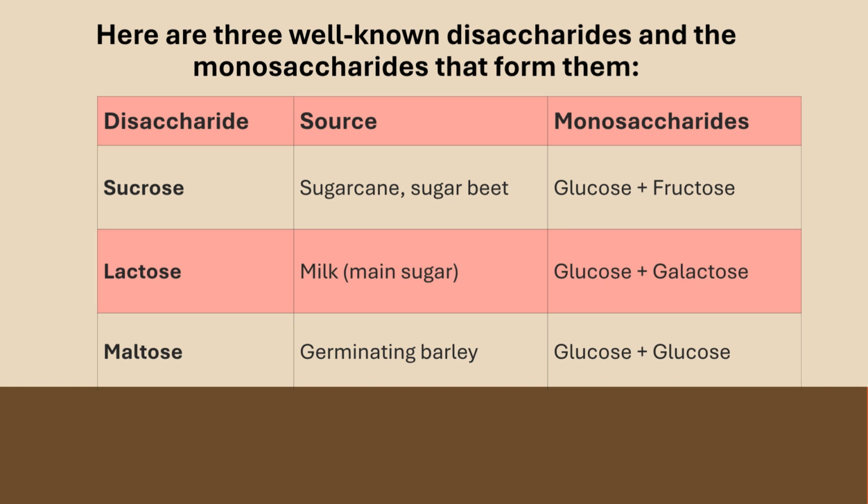Lactose. This is the main sugar found in milk. It is formed by the combination of glucose and galactose. Lactose is especially important in the diets of infants and young mammals.